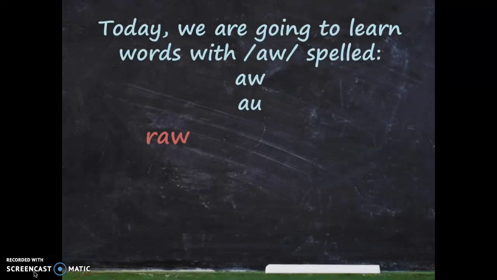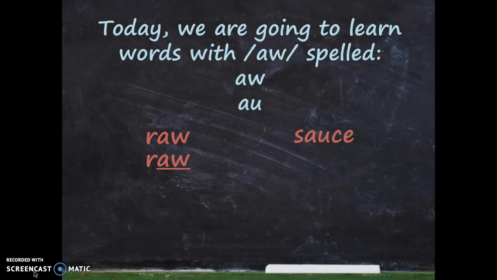Let's look at the first word, raw. Listen as I say this word. Raw. I hear the aw sound in raw. Say it with me. Raw. What vowel sound is in this word? Aw. See how I underlined the A-W? Aw. Let's look at another word.